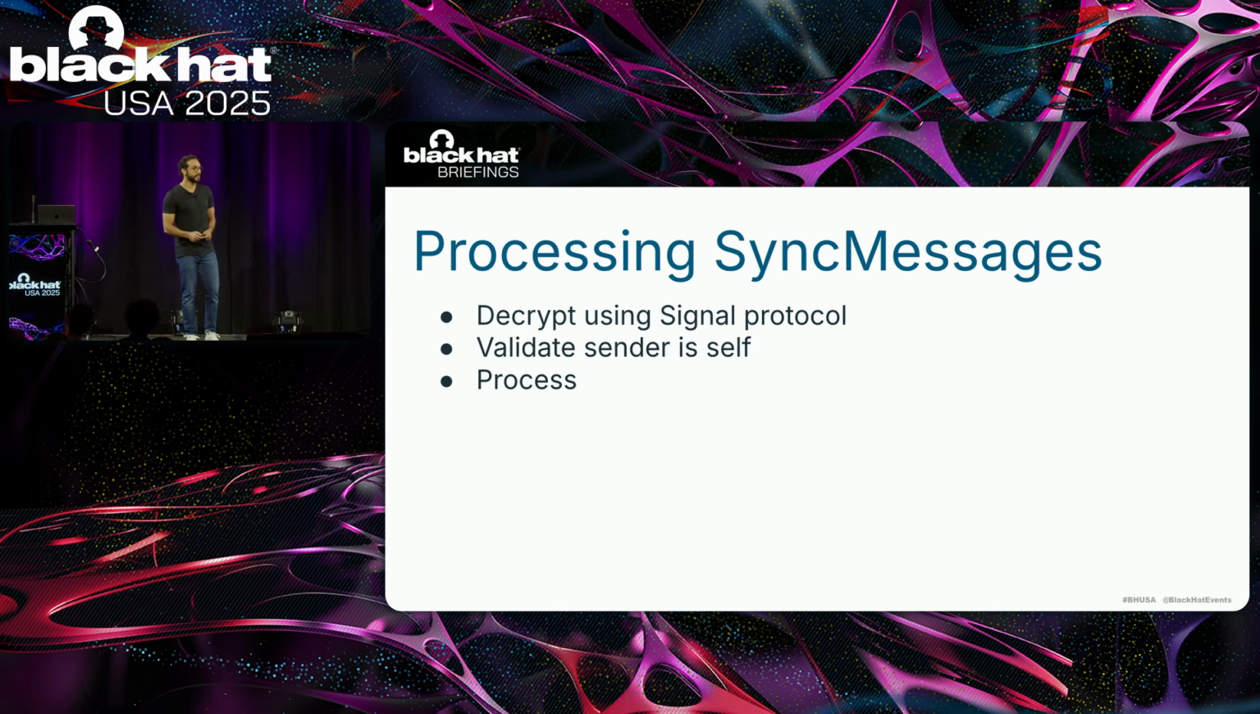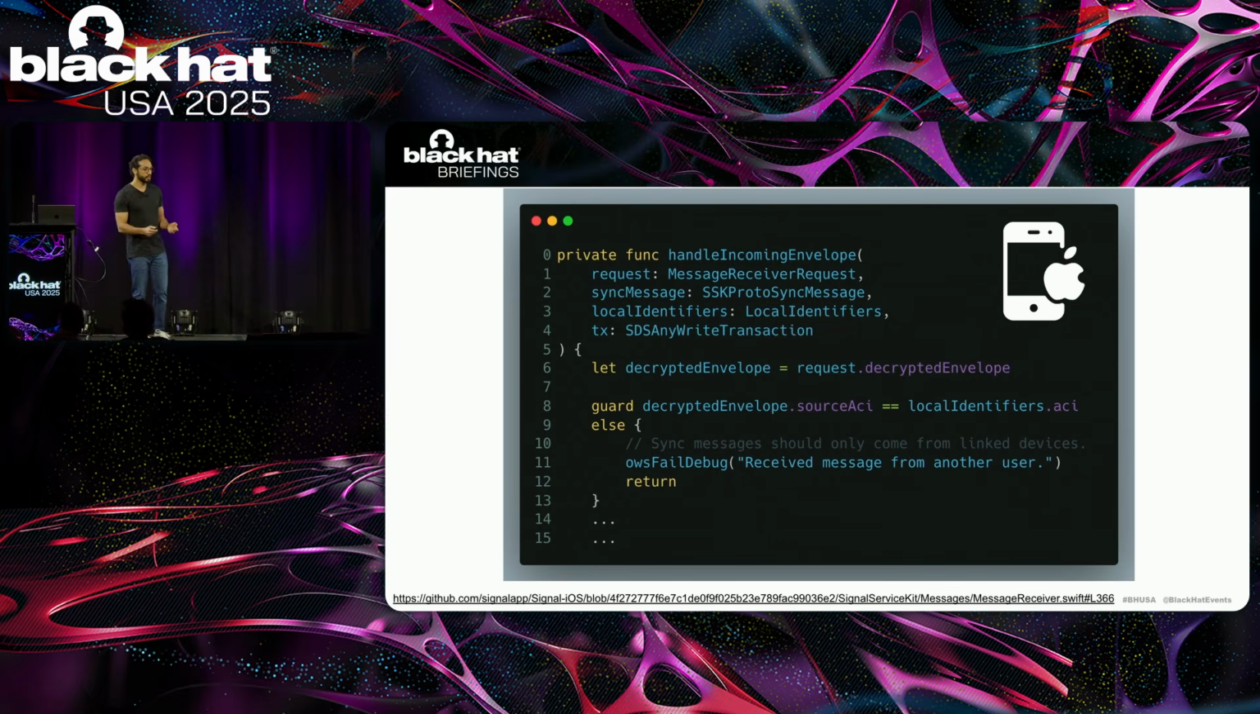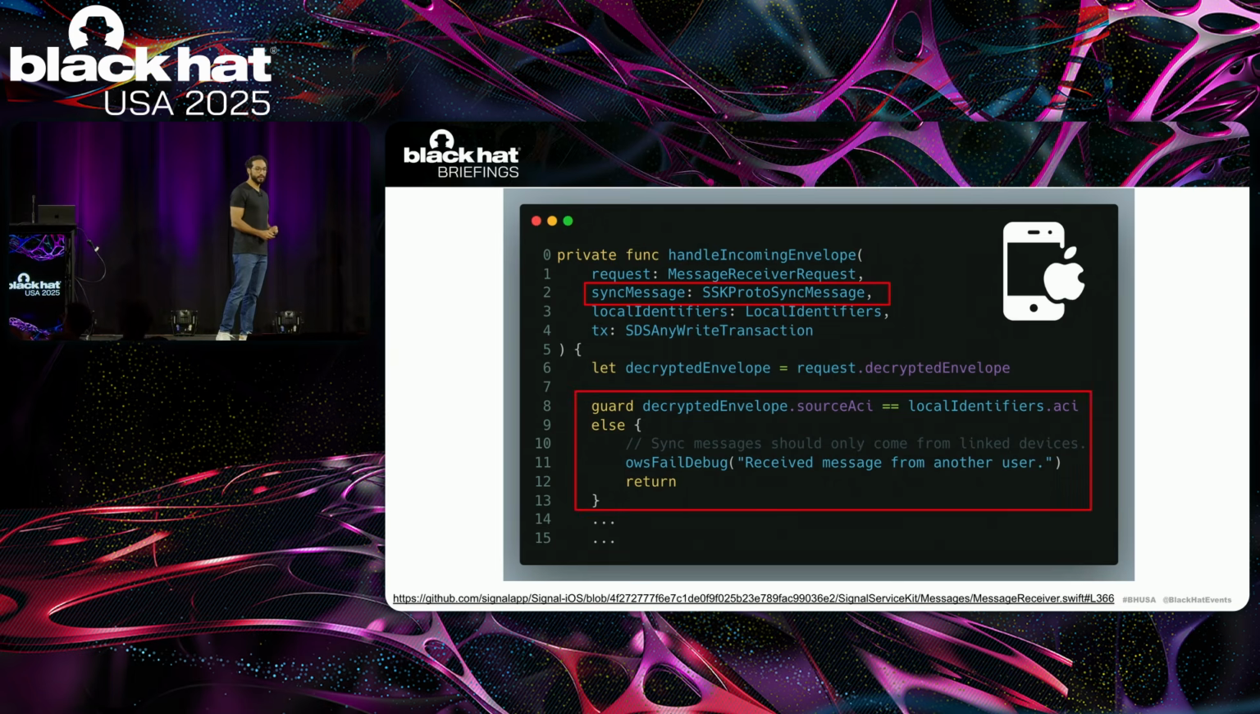So let's focus on the second part, which is validating the sender itself. For sync messages, you always want to validate that the message came from yourself. It didn't come from any other user. So with that, let's jump into the code. This is Android. This is the handle incoming envelope function, and it receives a sync message. The first thing that it does is check that the message is coming from my other account, my own account. That's what we're expecting to see here.